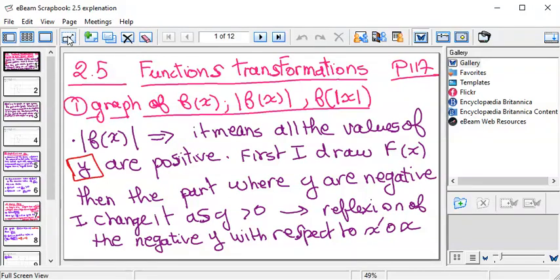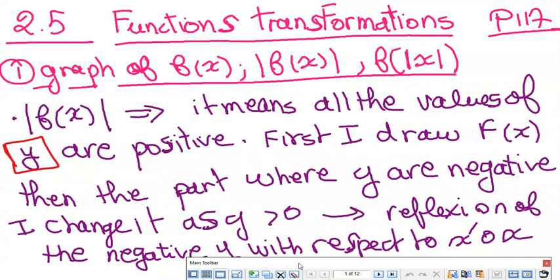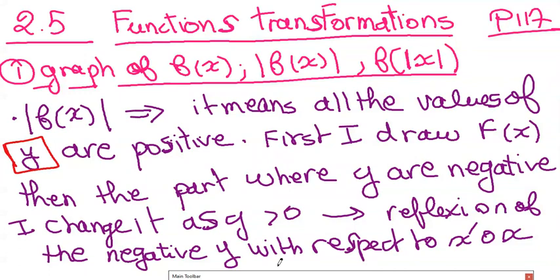So now we are in lesson 2.5. First part in this lesson, we are talking about function transformations. So I'll give you a function and you're going to deduce the graphing of different functions from this function. The first part that you're going to do here is how do we graph absolute value of f of x and f of absolute value of x from the figure given for f of x.